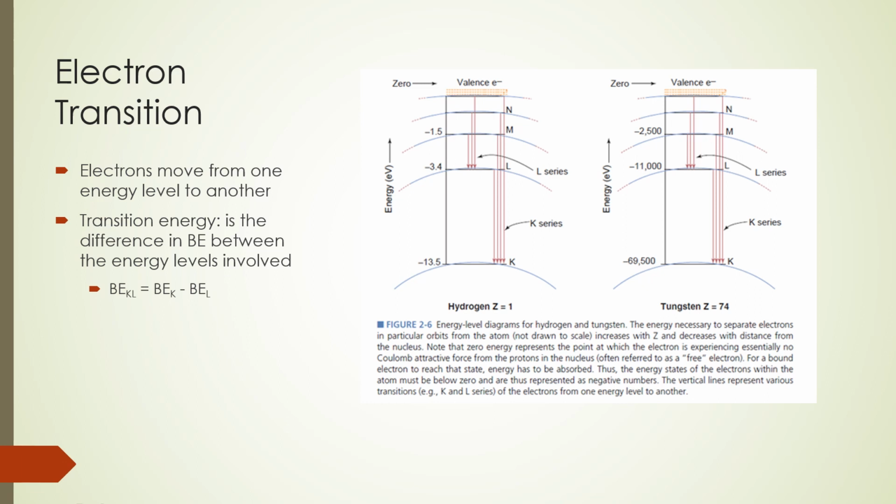Electrons in discrete orbits can make transitions from one energy level to another. There is a transition energy, which is the difference in binding energy between the energy levels involved. For example, the formula is shown here where the binding energy for the transition between a K shell and an L shell is given by the difference in energy between the K shell and the L shell.